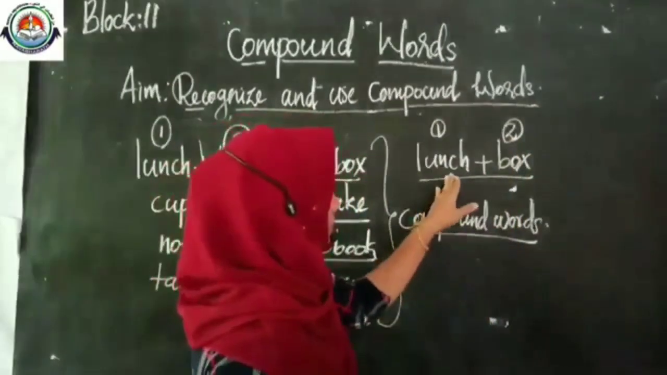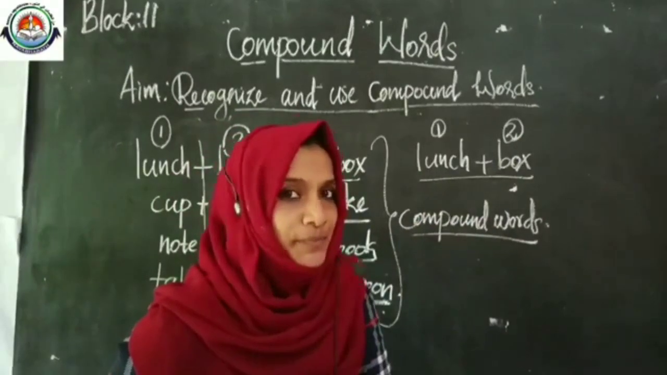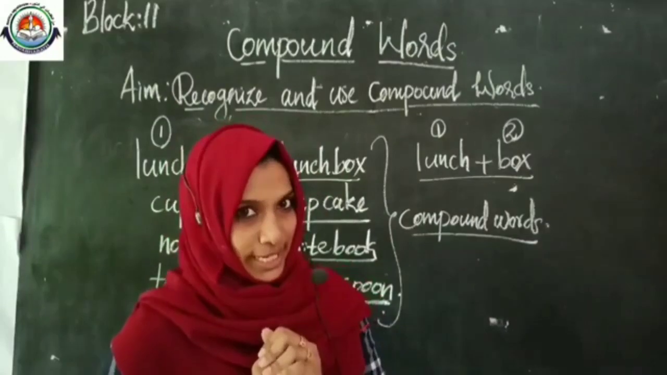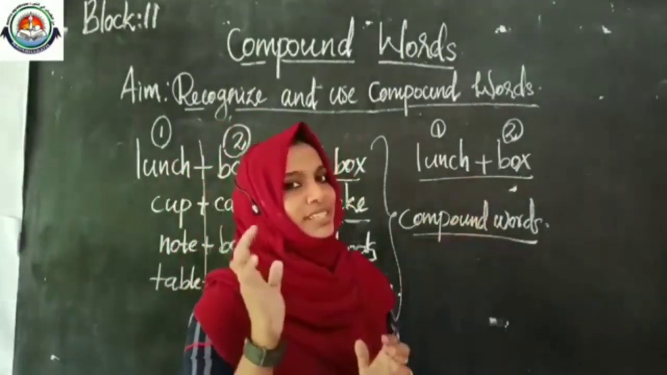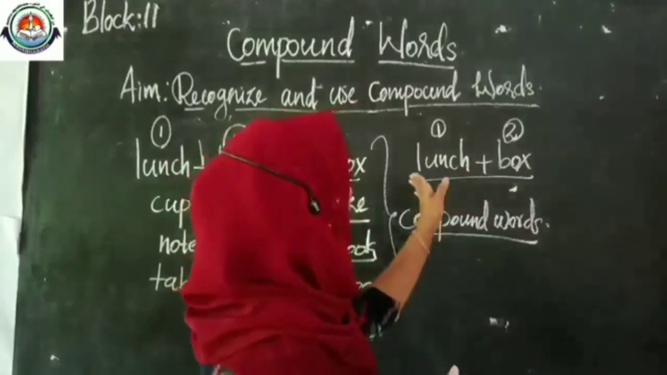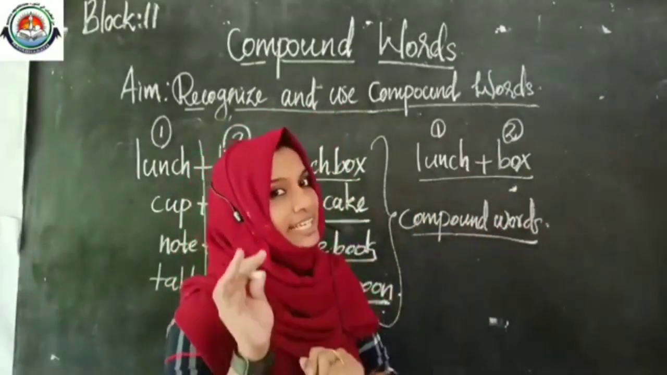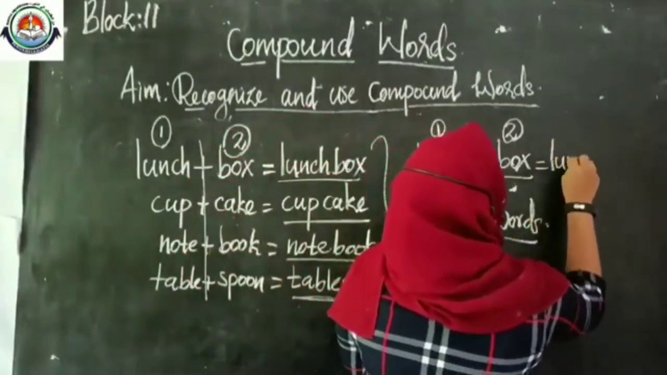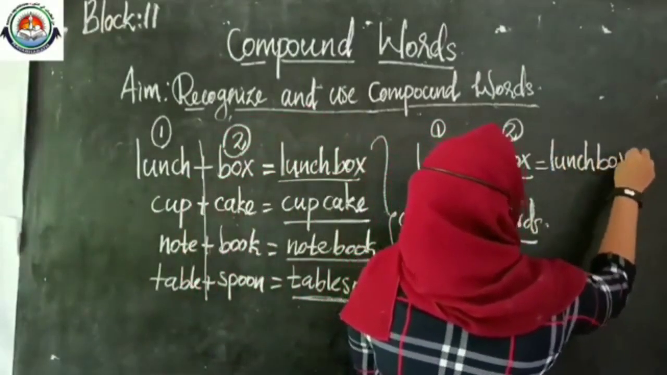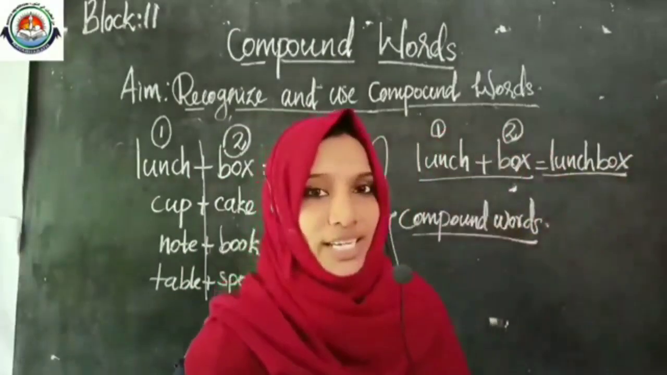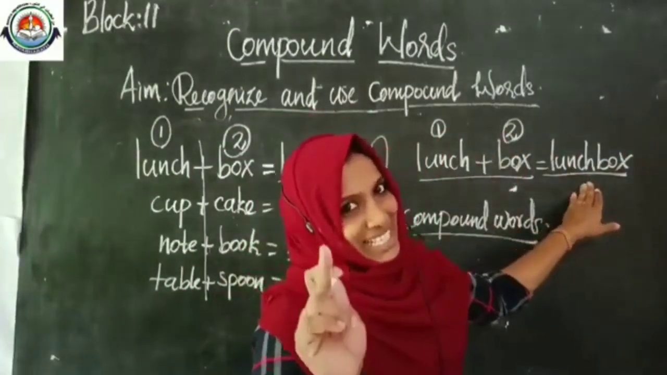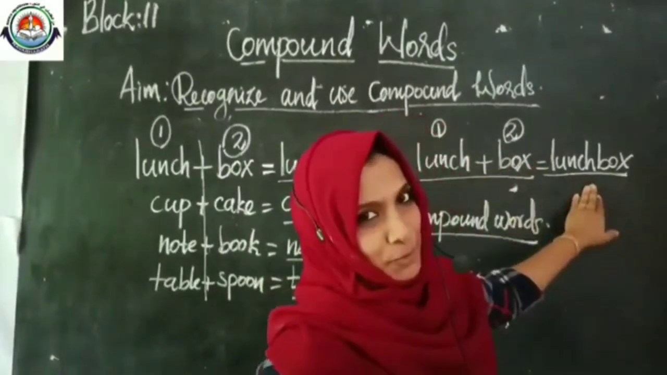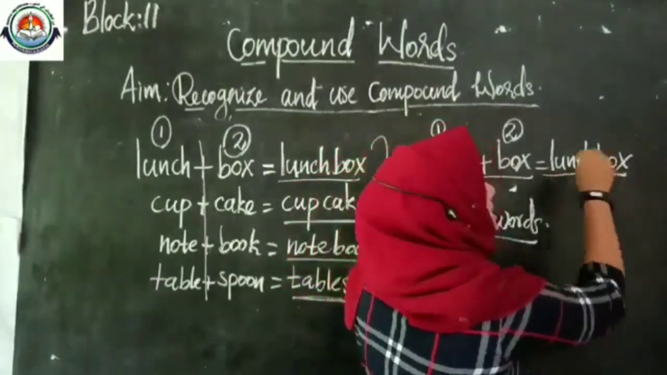And tell me, what is the meaning of this word lunch? Yes, it is the food which we eat at noon time. Then what about this box? It is a container. So when we are adding these two words, we'll get a new word. What is that? Yes, very good. It is lunchbox. So what is the meaning of this word lunchbox? Yes, it is the container in which the food is kept, in which the lunch is kept.